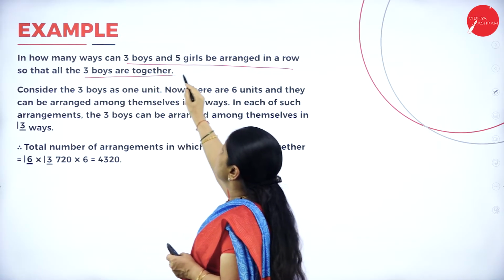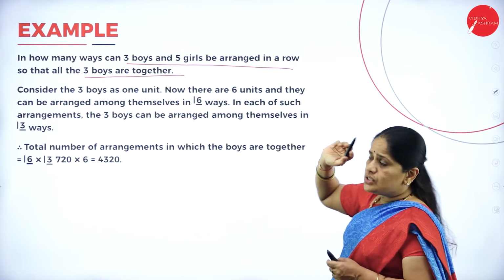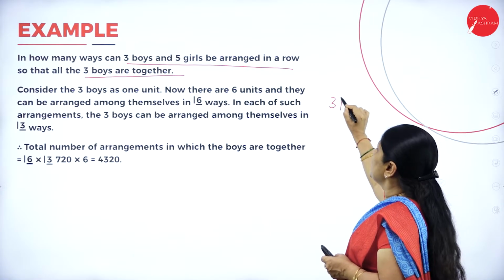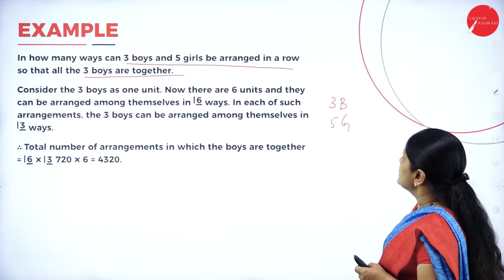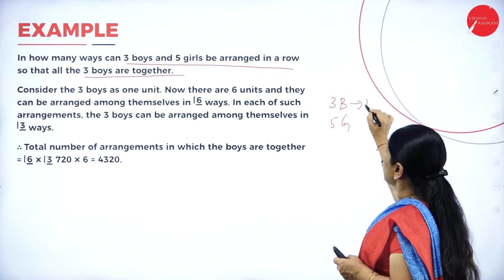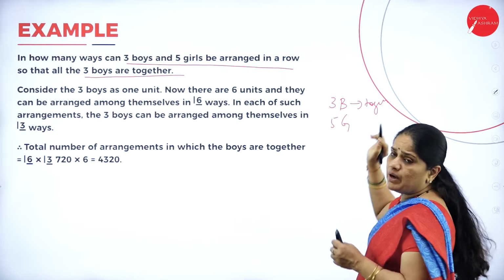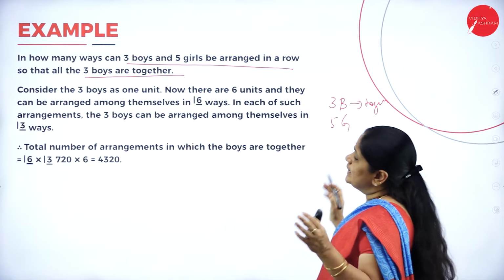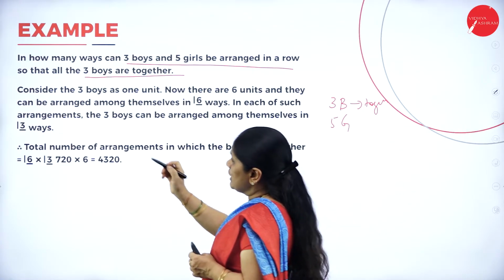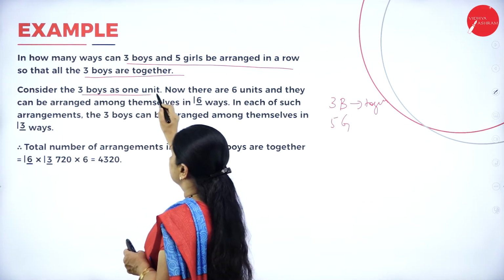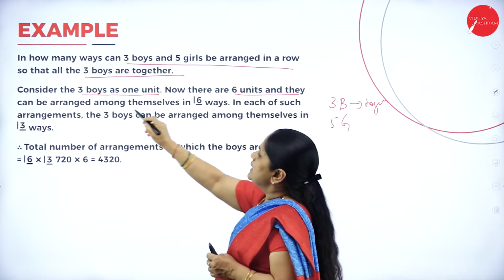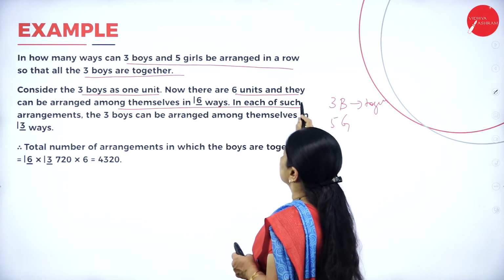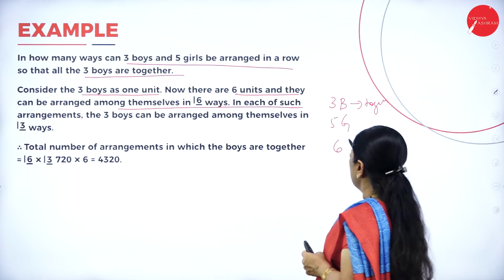Then, in how many ways can 3 boys and 5 girls be arranged in a row so that all the 3 boys are together? So, there are 3 boys and 5 girls. So, we should see that these 3 boys are together. In the previous problem, they were all different, but here they are all together. So, now what should we do? Consider the 3 boys as one unit. Now, there are 6 units, and they can be arranged among themselves in 6 factorial ways.